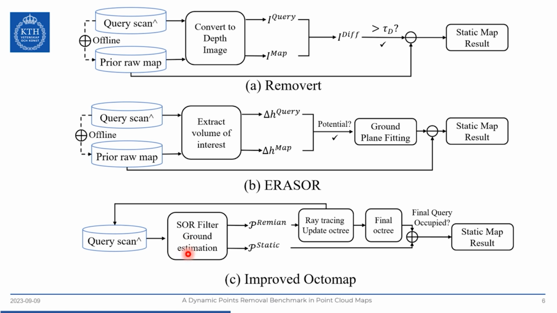The occupancy mapping approach, OctoMap, is also frequently used as a dynamic point removal baseline. However, it itself is not designed for the dynamic points removal task. Guided by our benchmark results, we demonstrate how we improve its dynamic points performance by incorporating noise filtering and ground fitting into the pipeline as shown here.